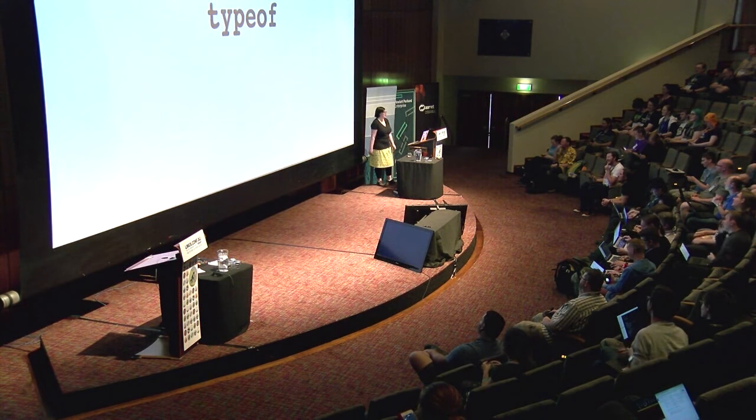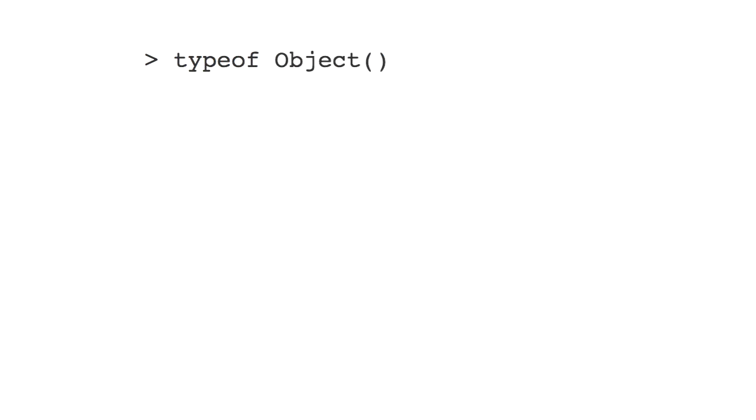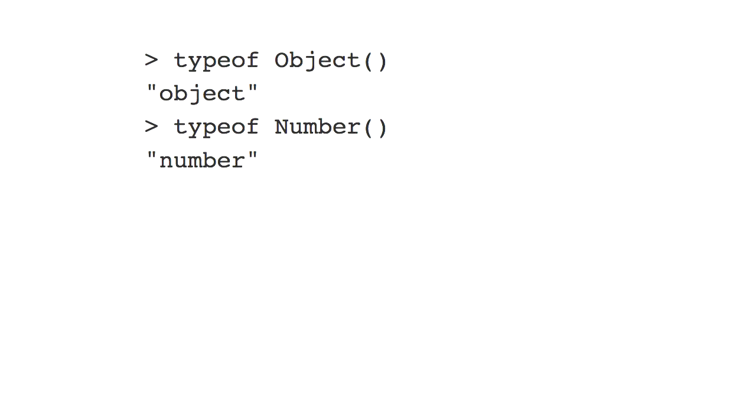Typeof. So with typeof, we can introspect what type an object is. So what would be the type of this? Object. Okay, so the curly braces are normally an object. So we knew before that our brackets was an array, right? No. It's an object. Now this is where it gets fun. What is the type of object? Object. What is the type of number? Number. These aren't trick questions.